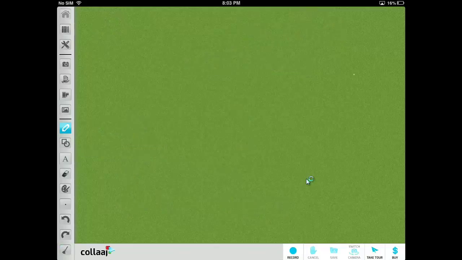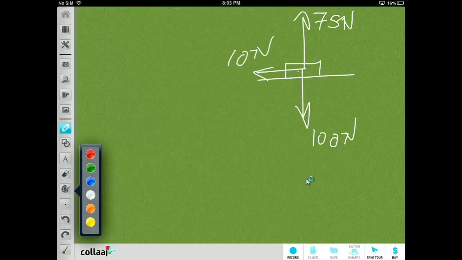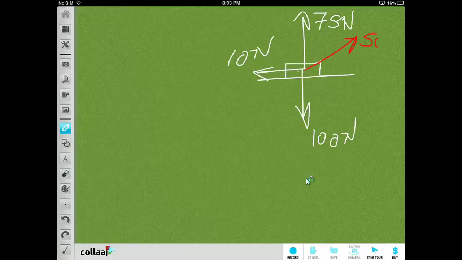Suppose that I have an object here. It has 100 newtons as a weight. We have here 75 newtons. You have here a friction force, suppose that it's 10 newtons. And I have a force here inclined, which is 50 newtons at an angle of 30, for example. The only problem is this 50, so I need to get rid of this 50.